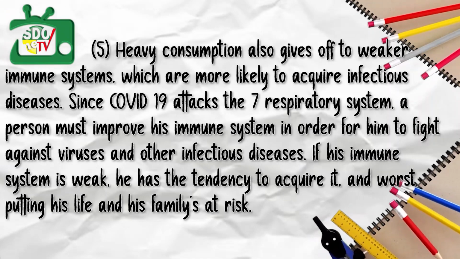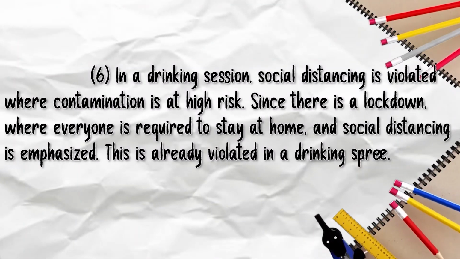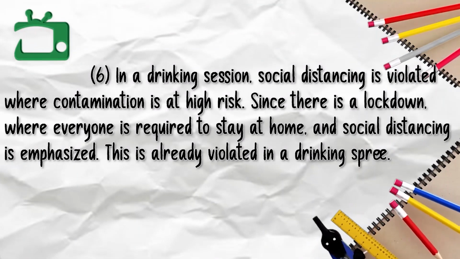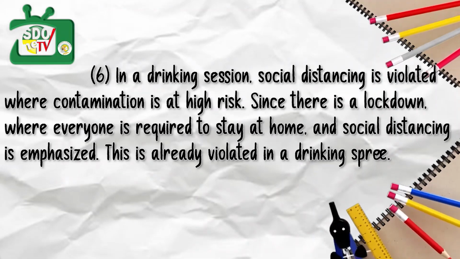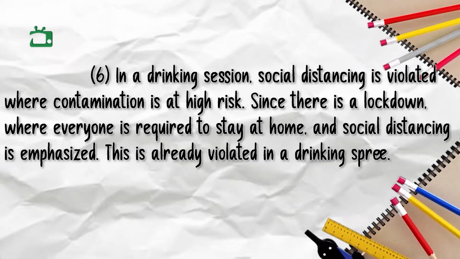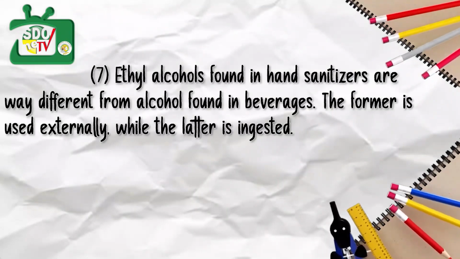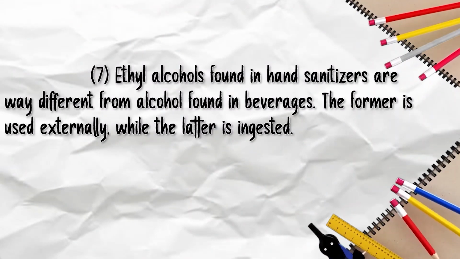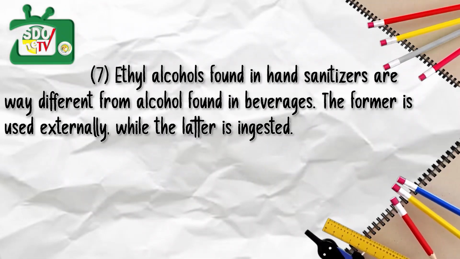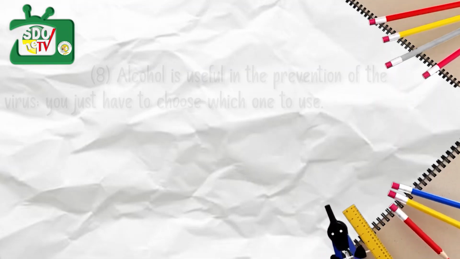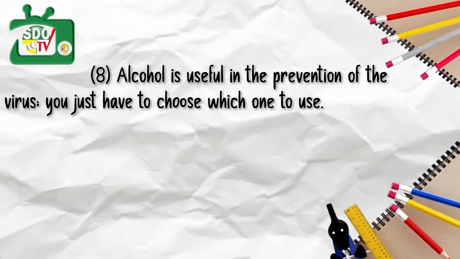his family's at risk. In a drinking session, social distancing is violated where contamination is at high risk. Since there is a lockdown where everyone is required to stay at home and social distancing is emphasized, this is already violated in a drinking spree. Ethyl alcohols found in hand sanitizers are way different from alcohol found in beverages. The former is used externally, while the latter is ingested. Alcohol is useful in the prevention of the virus. You just have to choose which one to use.